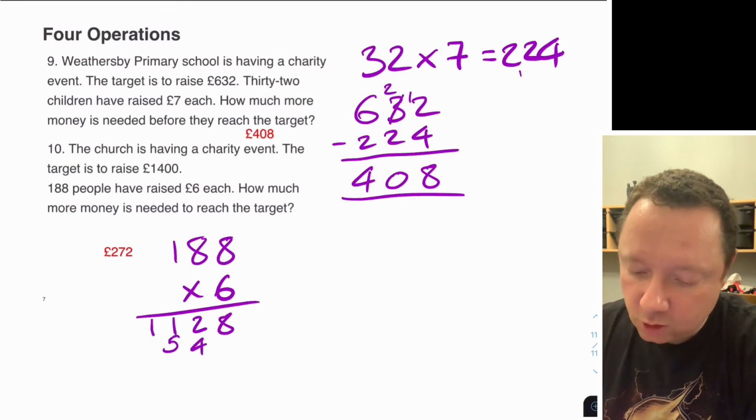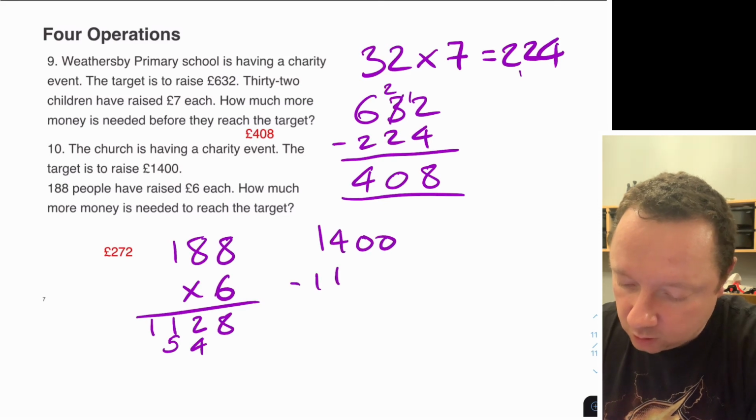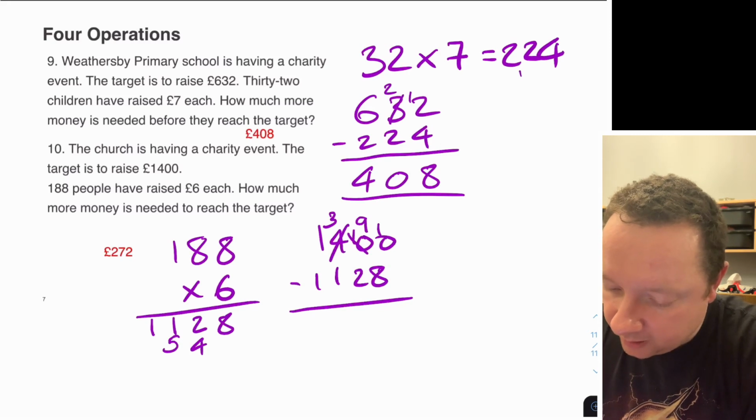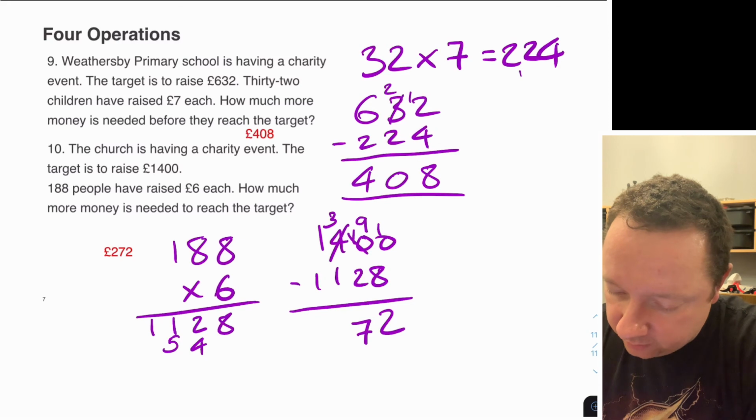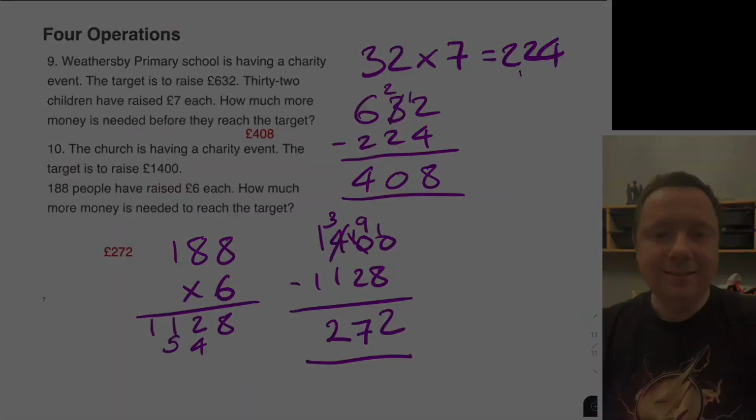So I get 1128, so I've got 1,400 minus 1128. I can borrow from the 4 to get 3 and 10, borrow from the 10 to get 9 and 10. So 10 minus 8 is 2, 9 minus 2 is 7, 3 minus 1 is 2, and 1 minus 1 is 0. So we get 272 as it is there.